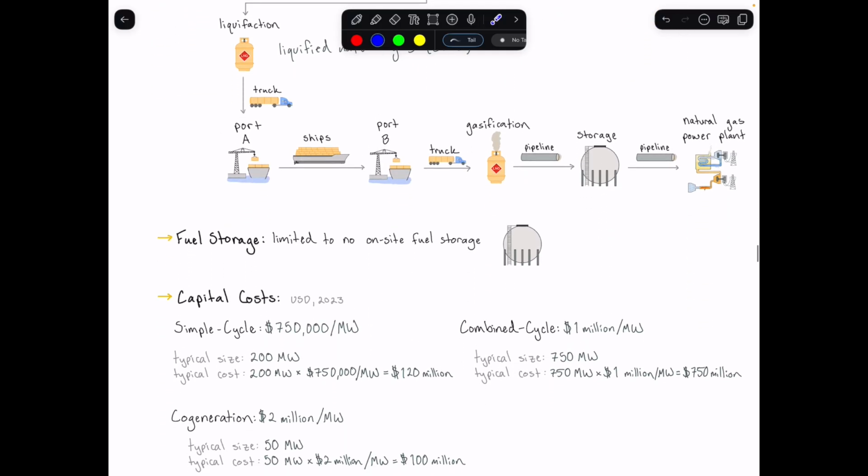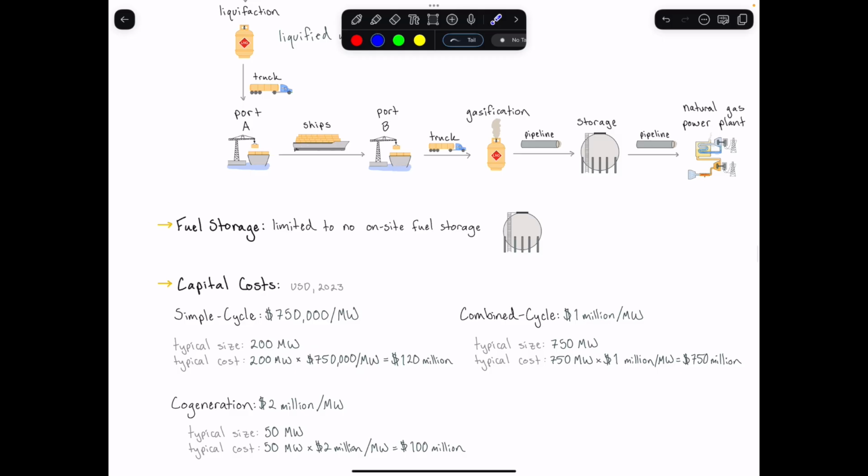Okay, let's look at the capital costs of building out these different types of power plants. These numbers are in US dollars in 2023. A simple cycle power plant is the cheapest to build out per megawatt. It's typically about $750,000 per megawatt, or not per megawatt hour, per megawatt. And the typical size of simple cycle power plants is about 200 megawatts. So this means that the cost to build out a power plant is about $120 million on average.